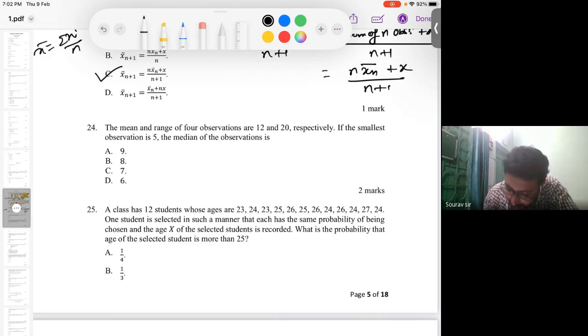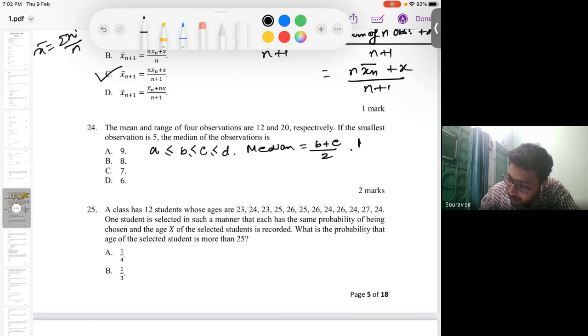Suppose the ordered observations are A ≤ B ≤ C ≤ D. With this ordering from A to D, the median will be (B + C)/2, right? And the mean will be (A + B + C + D)/4. The mean and range of the four observations are 12 and 20, so the mean is equal to 12.